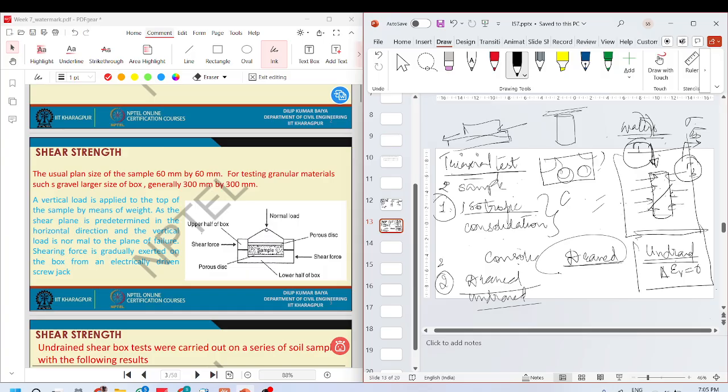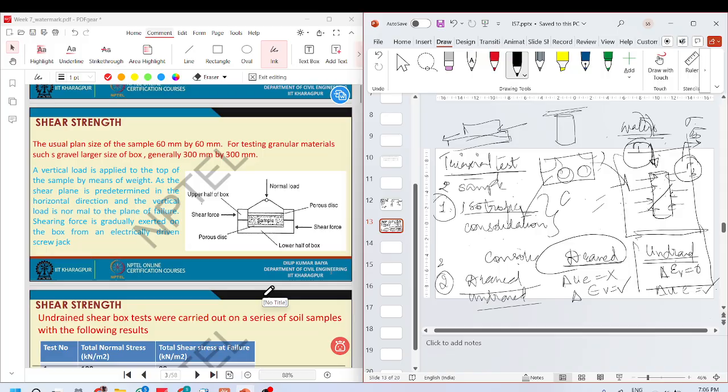But in drained, you allow this water to get out, and the excess pore water pressure generated during the loading also gets dissipated. So you will not see generation of excess pore water pressure, but you will see change in volume of the sample. Did you understand this? Yes, madam. Okay.